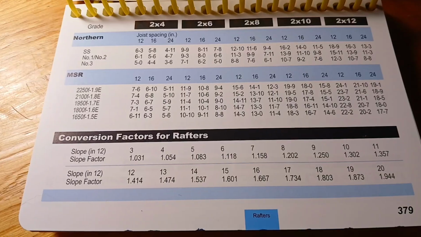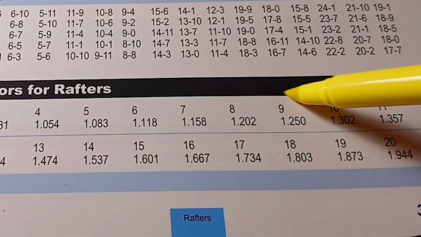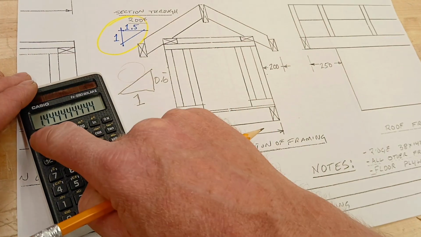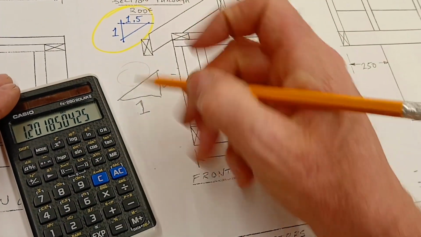You'll find this ratio in pre-calculated tables in the span book, but once you know how, it's very simple to find it for yourself for any roof slope with just an inexpensive pocket calculator.